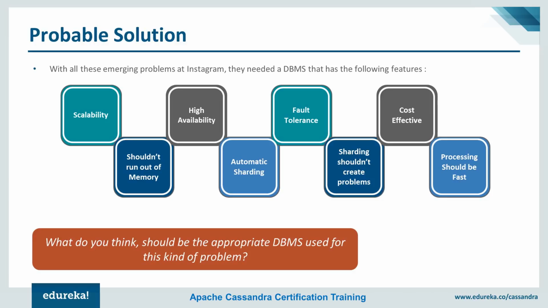One is scalability. It should always be very scalable. It should be very easy to scale up or scale down. Then it should not run out of memory, so it should always be able to scale its memory up, and it should be very easy to enhance the memory of the data store. Then availability, it should never be down. Since you have millions of users, you cannot expect downtime. It's very important that you are able to manage very high availability.